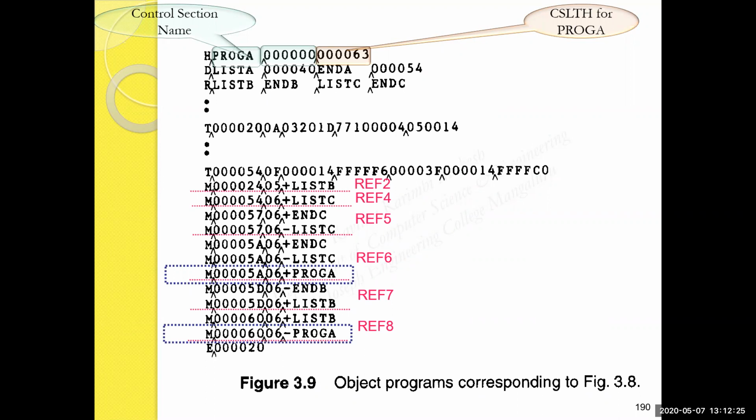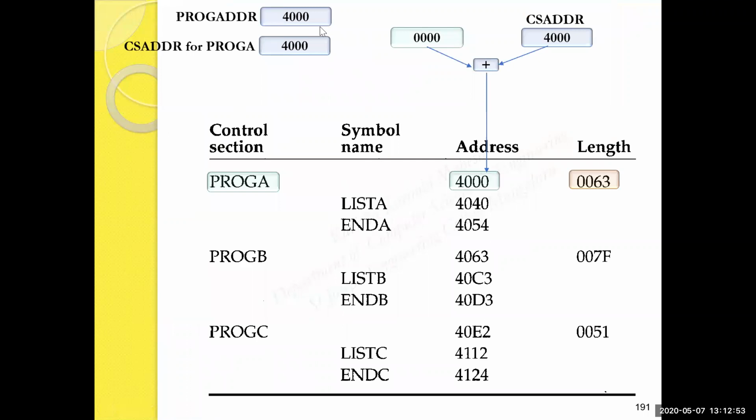Processing begins with the first record in the input sequence, which is the header record for program A. As you see, it specifies the name, starting address, and the length. The length of the control section is saved in the variable CS length. Before storing the symbols, the initial load address from where the linked program is loaded into memory needs to be fetched. Let us assume that the beginning address where the linked program is loaded into memory is 4000. This address also becomes the starting address for the first control section, program A. So program address is 4000 and CSADDR, the control section address for the currently scanned control section, program A, is 4000 as well.